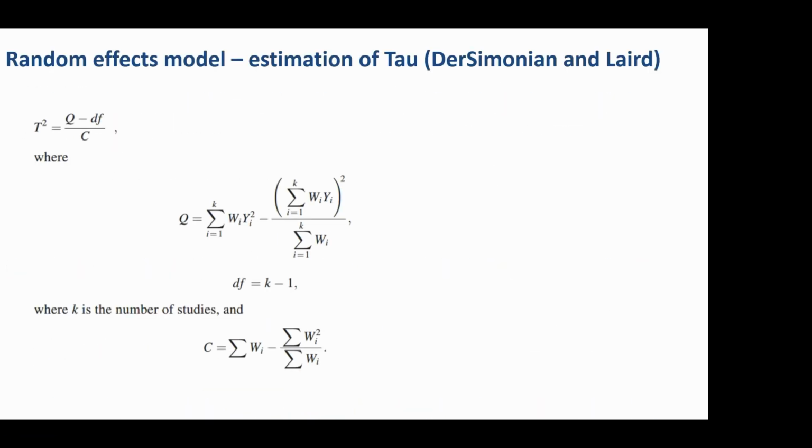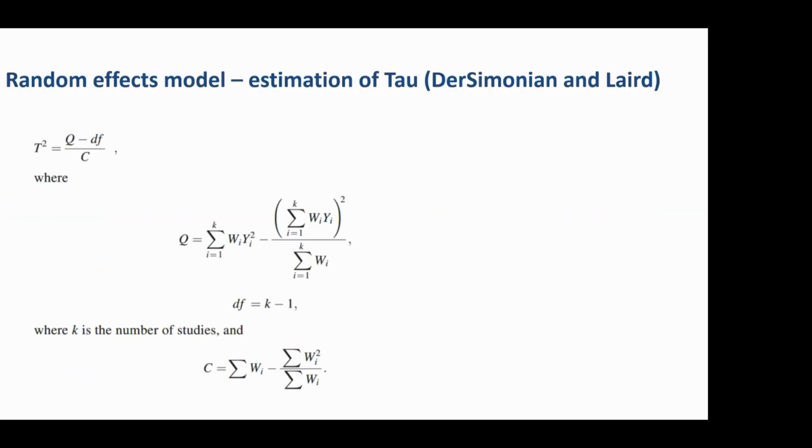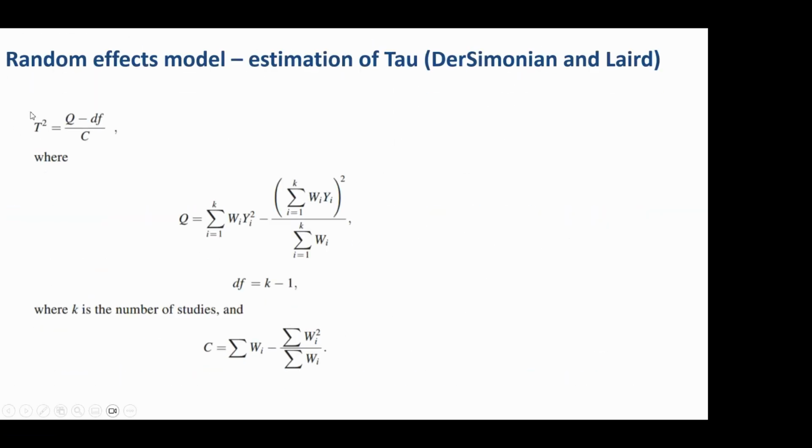Okay, so these are estimations. Basically, this z number depends on the standard deviation of the distribution of the true effect, so how much they are spread around the final mean. This is called tau, and there is a formula which allows you to calculate this tau. Software uses these equations to give you the number for tau.